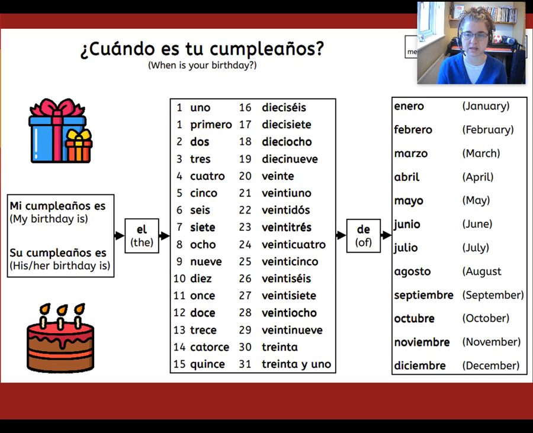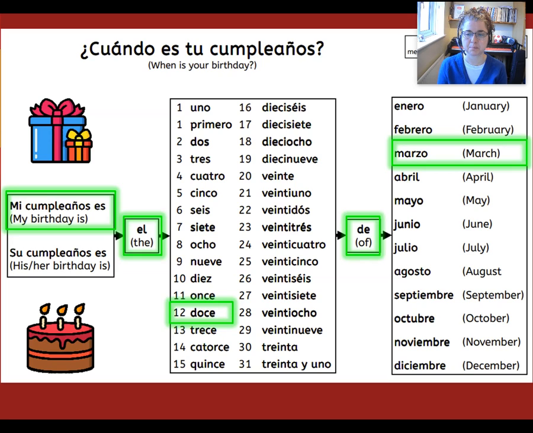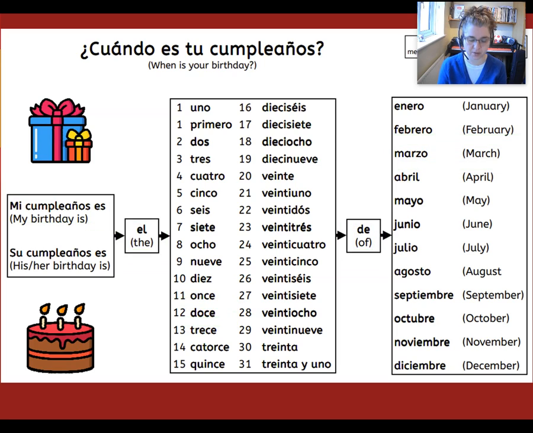Have a go at pointing to the bits of the sentence builder that you're going to need. My birthday is the 12th of March. You think you found them? Let's have a look. Mi cumpleaños es el 12 de marzo. Well done. Let's see if we can find another one.